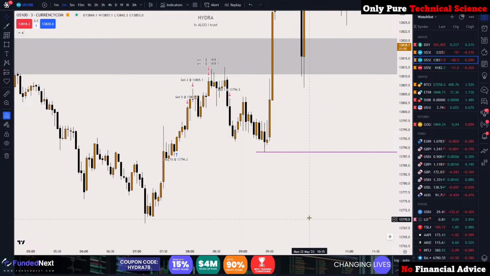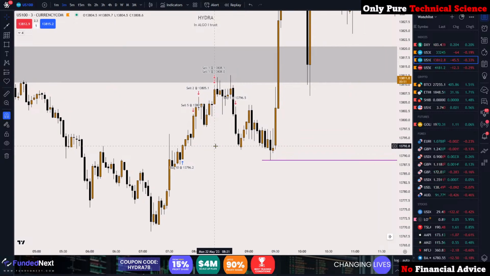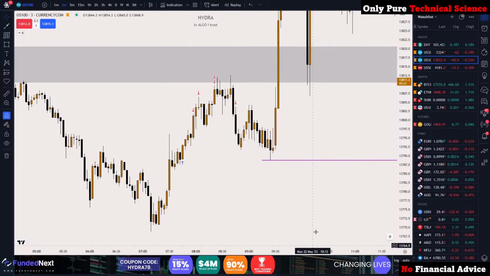Execution levels, if you are interested in that. So all of that, I was taking partials, I wasn't selling here. Some of you may take 5 contracts, 7, 8, 9, 10, and all of that good stuff. So that's the execution.